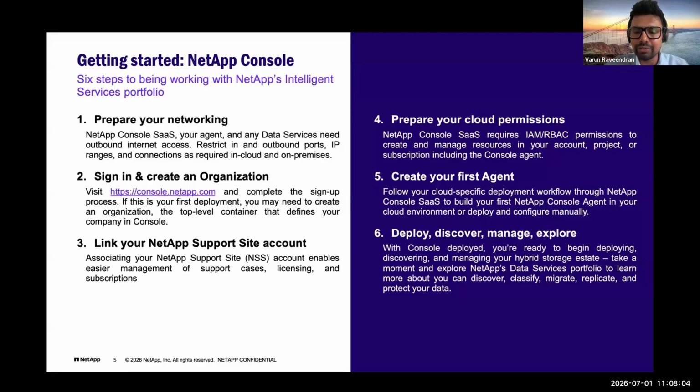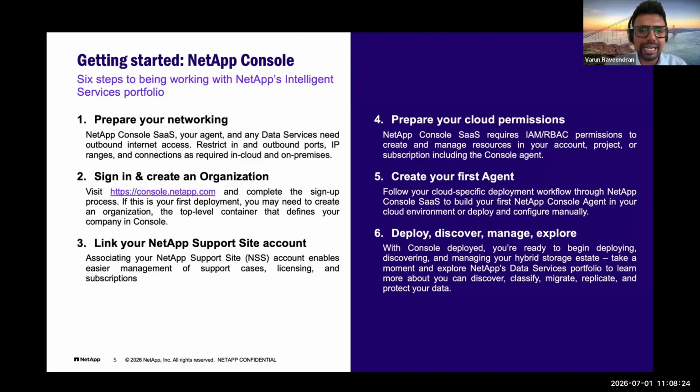Then, for instance, if you want to use your agent to discover your on-premise NetApp system, or let's say you have a DNS which lies on-premise, you need to have hybrid connectivity. So in those cases, you need to open the ports across your hybrid infrastructure as well.